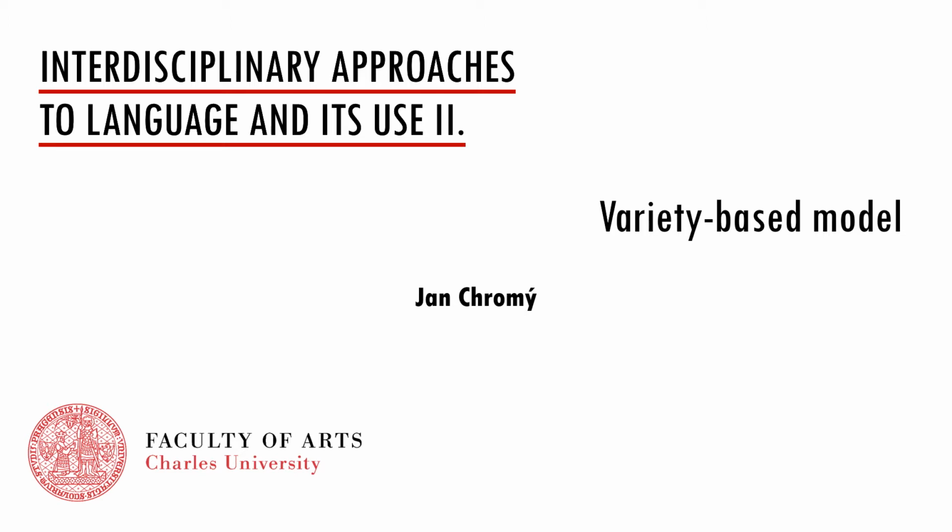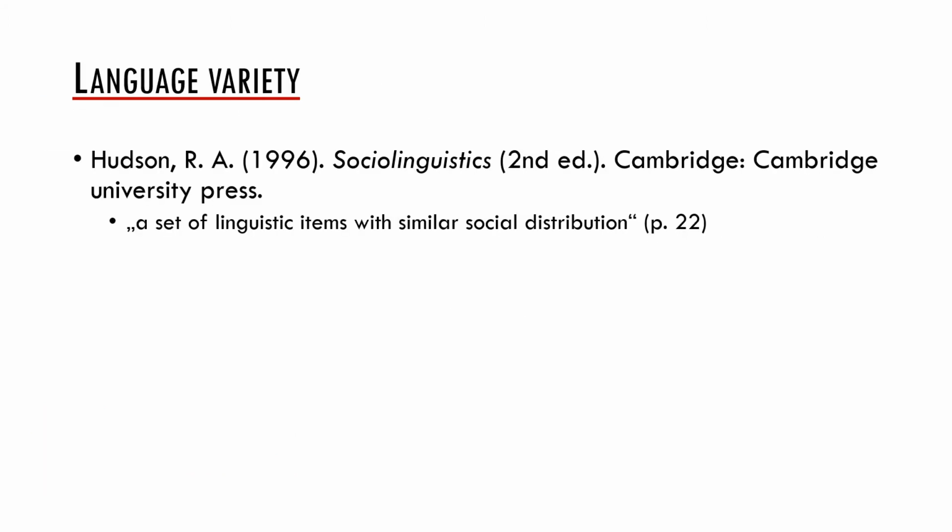In this presentation we will talk about what we call the variety-based model of language variation. First and foremost, we need to define the key concept of this approach, which is the language variety. Richard Hudson, in his book Sociolinguistics, defines it as a set of linguistic items with similar social distribution. This is important because language variety presents a rather neutral concept which we can use for various sets of items which we may otherwise call languages, dialects, registers, styles, and so on.